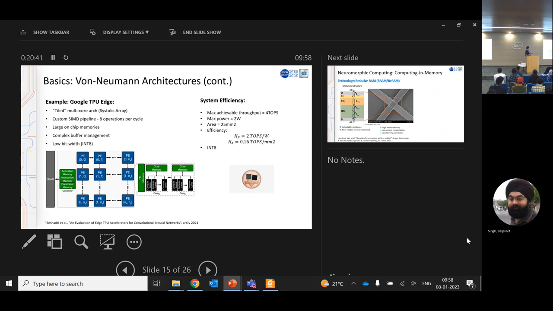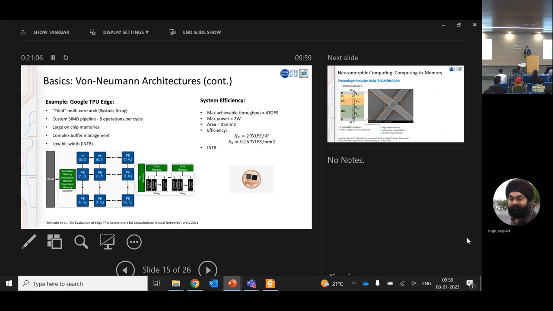Yeah, so in terms of system efficiency, as I said, the maximum achievable throughput here is 4 teraops. The maximum power is 2 watts, so it's 2 teraops per watt. And this also gives you some idea why neuromorphic computing is such a huge promise, right? If you can get some 2 teraops per watt with current systems on the market, getting over 1,000 would be huge. And then I gave you some other numbers here in terms of the area, but I think that's not super relevant for today.